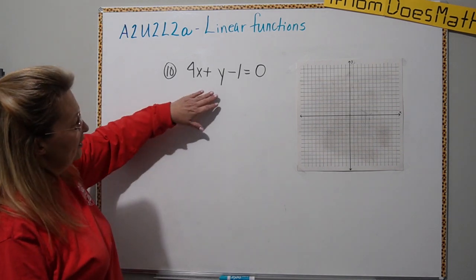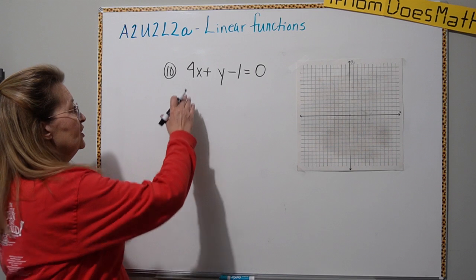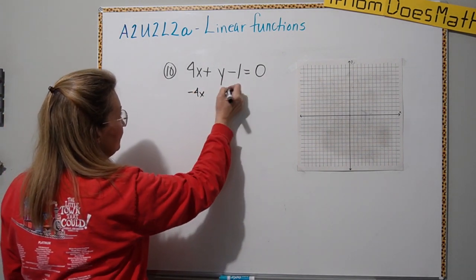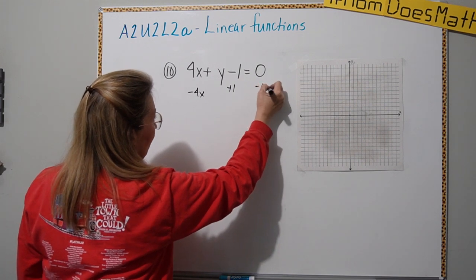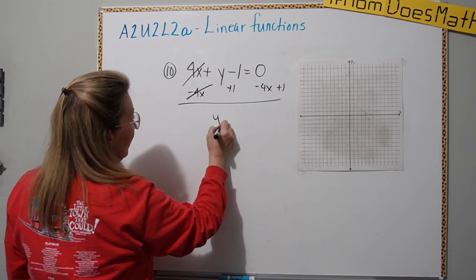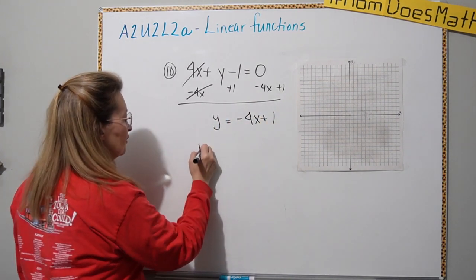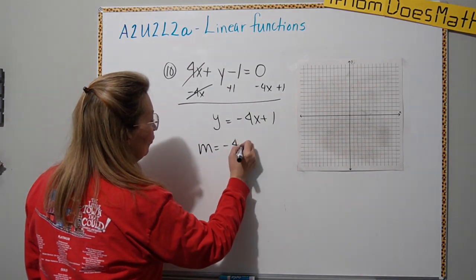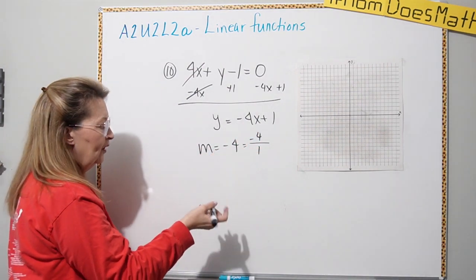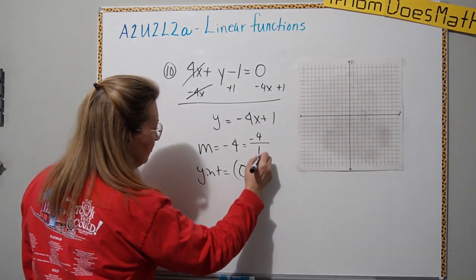Okay, number 10, 4x plus y minus 1 is equal to 0. Let's get it in slope-intercept form first. So we're going to get rid of the 4x and the minus 1. So let's just do minus 4x and plus 1 on both sides. What that's going to give us is y equals -4x plus 1. All right, our slope is -4, which we can put in rise-run form by putting that over 1. And then our y-intercept is at (0, 1).